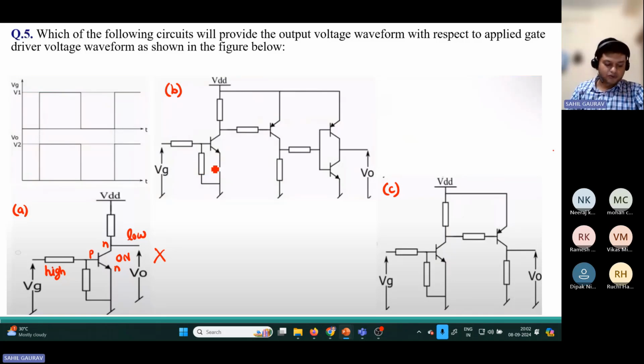Now coming to the second option, let us take that we are providing a high signal from the gate driver. It is an NPN transistor, so the NPN transistor will get turned on, and this point will come as ground, and this is a PNP transistor.